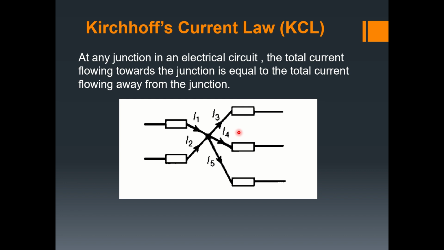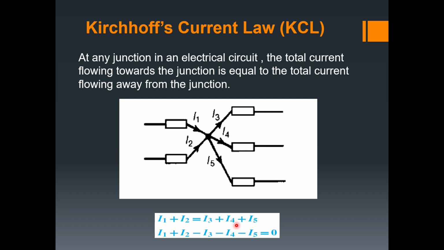So what this law tells us is that at this junction, current flowing in, which are currents I1 and current I2, must be equal to current flowing away from the junction, which are current I3, current I4, and current I5. So if that is true, it means that I1 plus I2 must be equal to the sum of I3, I4, I5, which leads us to this equation.